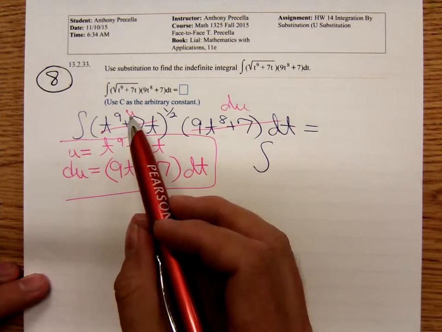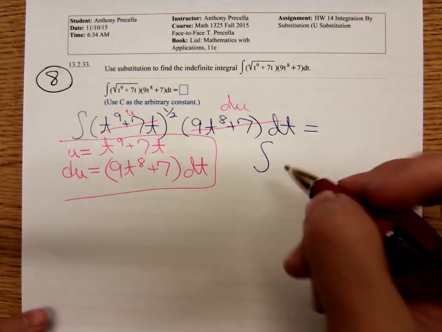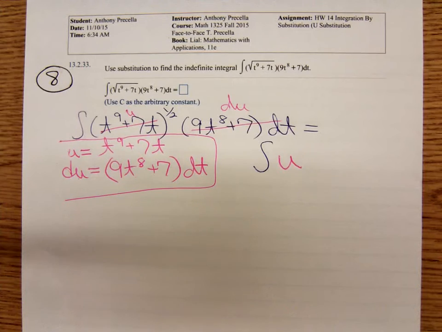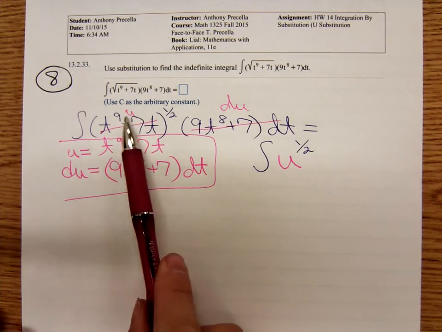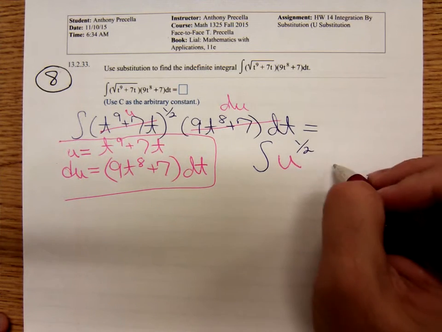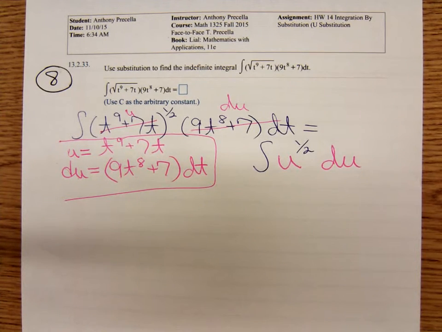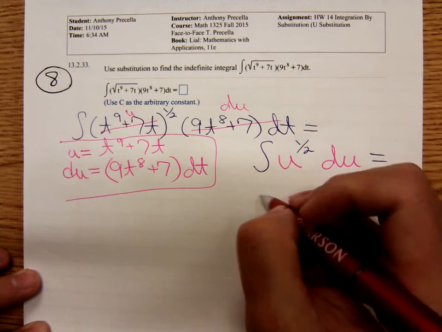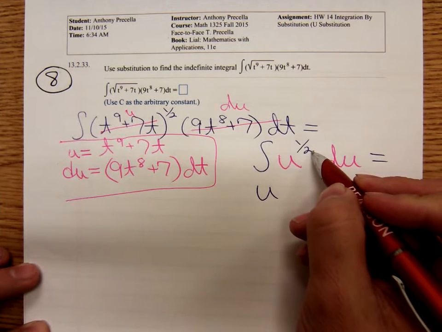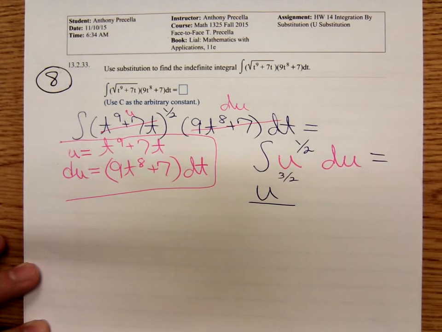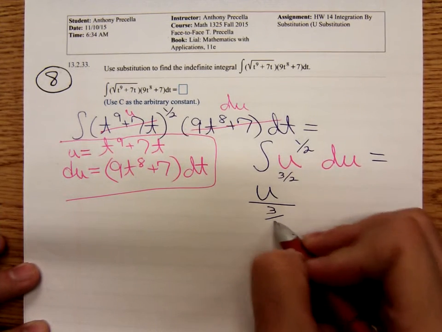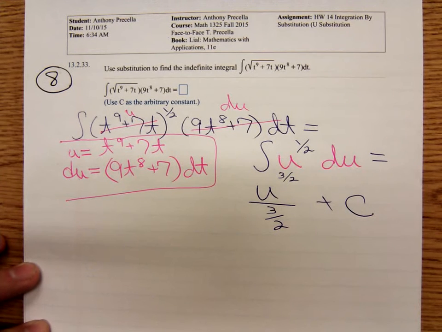Rewriting it, we'll have a u to the 1/2. Wait a minute, I have an anti-differentiator. I'm just rewriting u to the 1/2 du. Now let's anti-differentiate u to the 1/2. That's going to become u to the, add 1, 1/2 plus 1 is 3/2, divide by 3/2, and we still have that plus c.